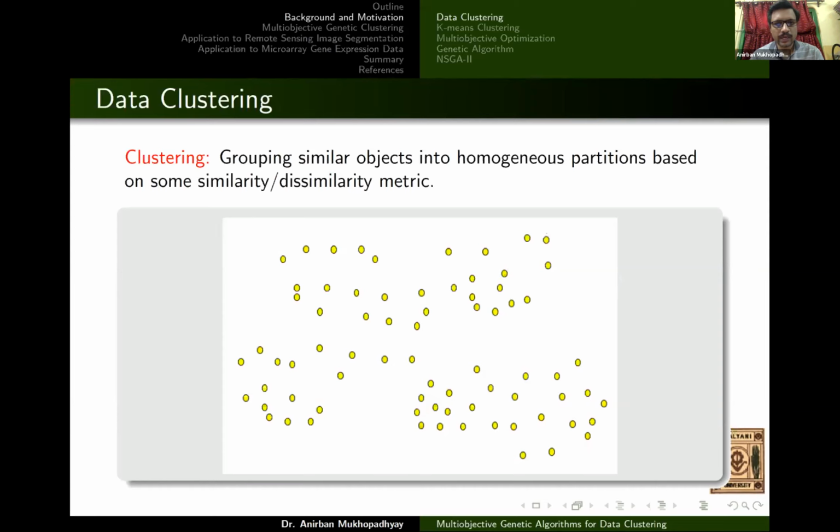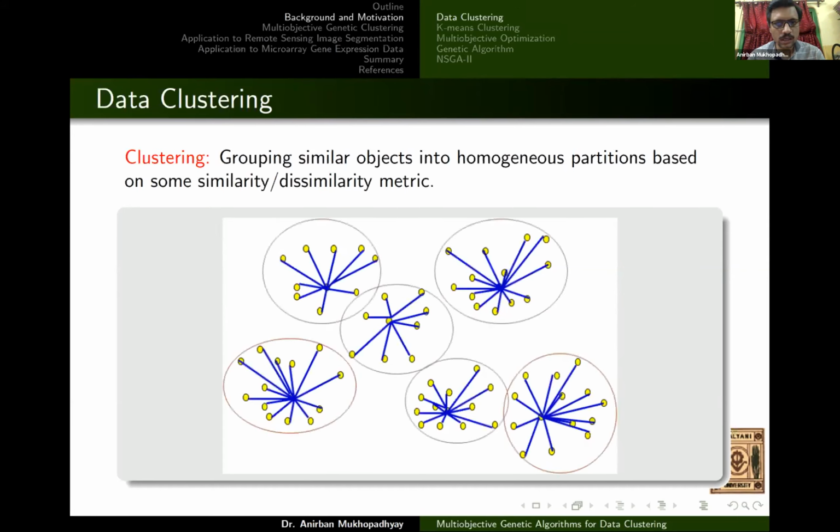For example, given a data set like this, which is a two-dimensional data set. But in reality, it can be of any number of dimensions or features. Given this kind of data set, the job of a clustering algorithm is to group the points into homogeneous clusters. And particularly, there are centroid-based clustering algorithms where the job is basically to identify some representative points in a cluster, which we call the cluster centroids, like this.